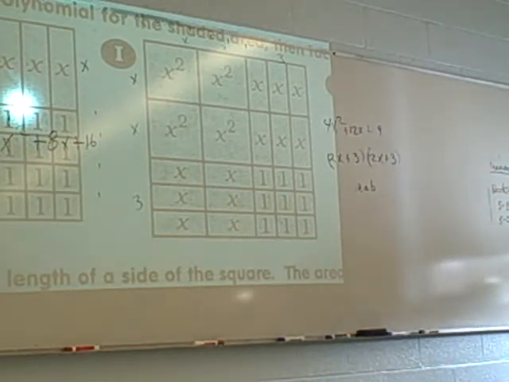Basically do like an area model, but in a much more detailed way. You don't necessarily need to do that, but if we think about it that way, that would work.